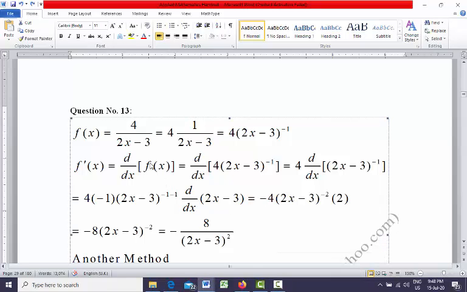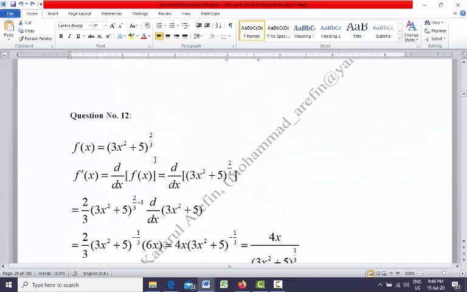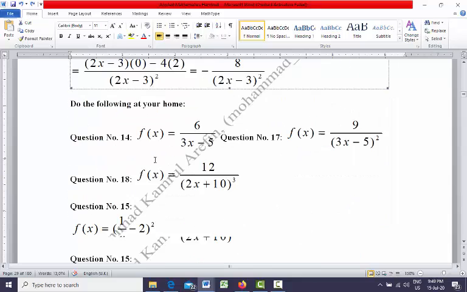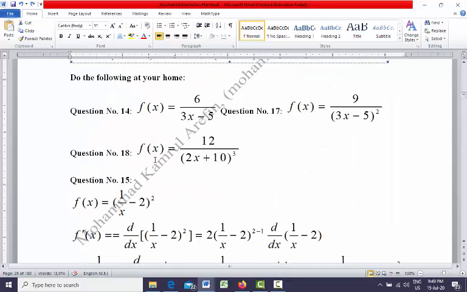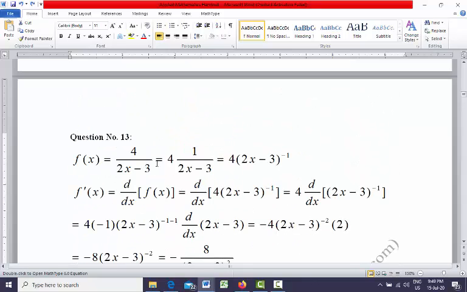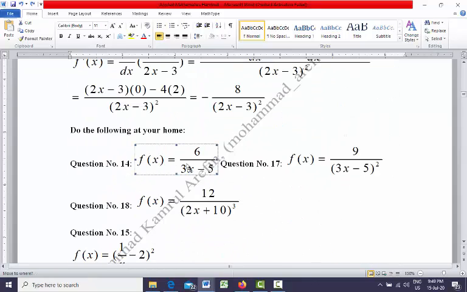Now question number 13. You can solve it at your home, this is the same as question number 12. Oh, okay, question number 13, I have already solved it just now. So let's see what we have in question number 14. Question number 14, you solve it at your home, because it is similar to question number 13.